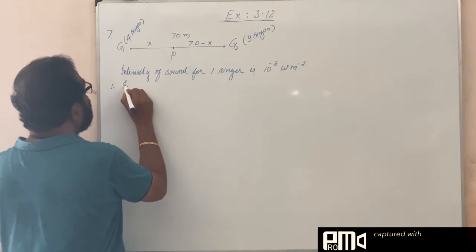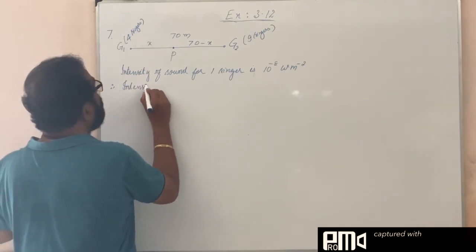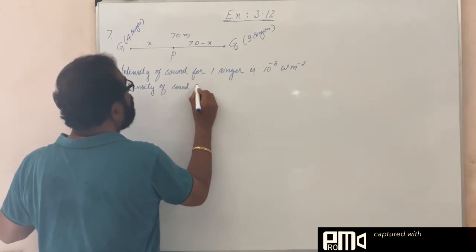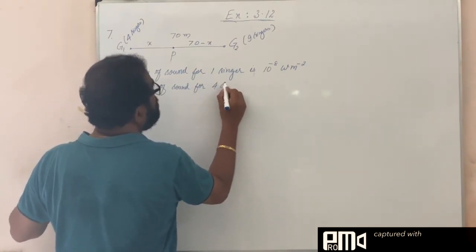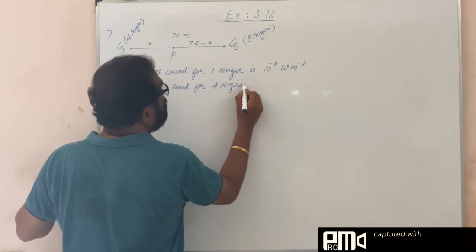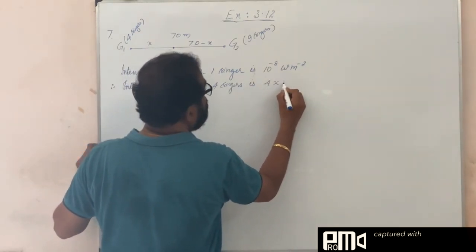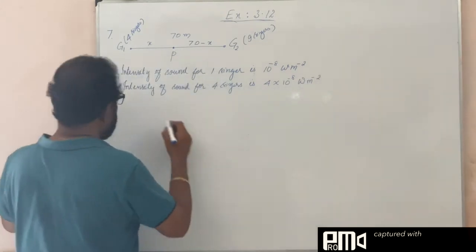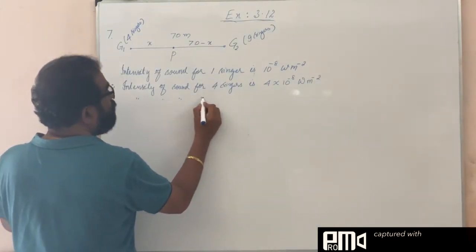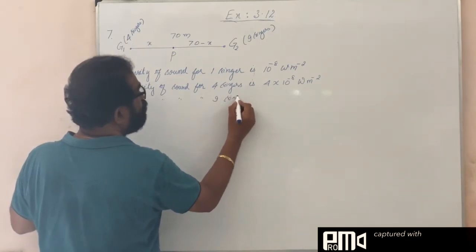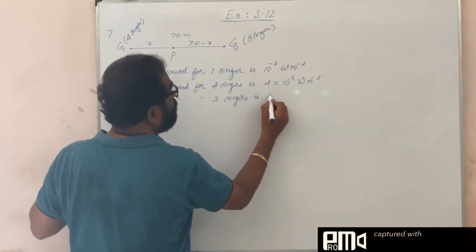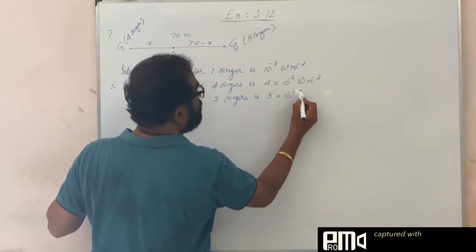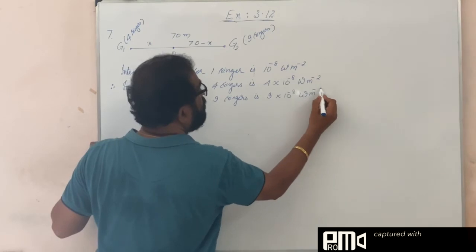Therefore, intensity of sound for 4 singers is 4 into 10 power minus 8 watts per meter square. Similarly, intensity of sound for 9 singers in gallery 2 is 9 into 10 power minus 8 watts per meter square.